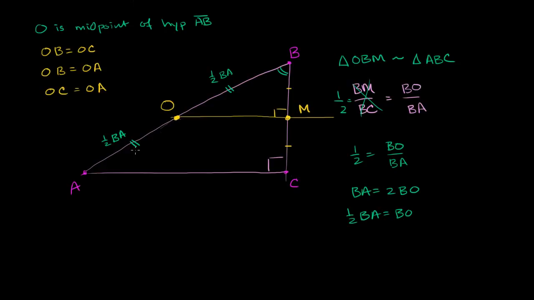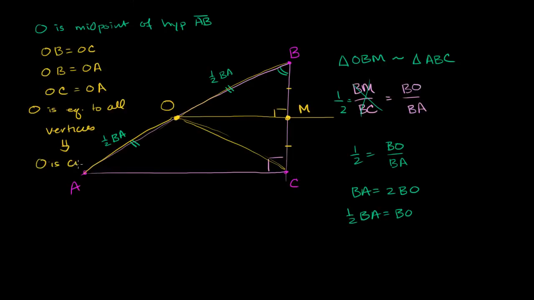So this distance, which is really going to become our circumradius, is the same as this distance right over here, which is the same as this distance right over there. So we know that O is equidistant to all vertices, which is another way of saying that O is the circumcenter. So we've just proven that the circumcenter of a right triangle is the midpoint of the hypotenuse, or the other way around, that the midpoint of the hypotenuse of the right triangle is the circumcenter, because you only have one circumcenter for any triangle.